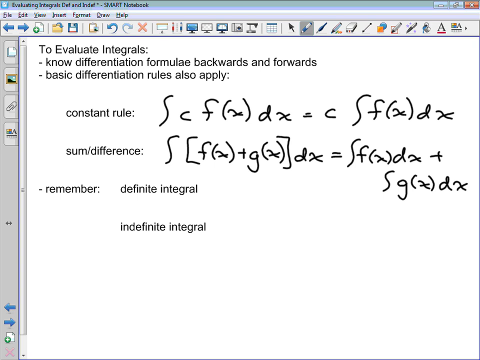Now, there are two types of integrals: what's called a definite integral and what's called an indefinite integral. The definite integral is what we looked at on the previous page, where you're given two values for your endpoints. So you're integrating from a to b of some function. When you do a definite integral, your answer is always going to be a specific number.